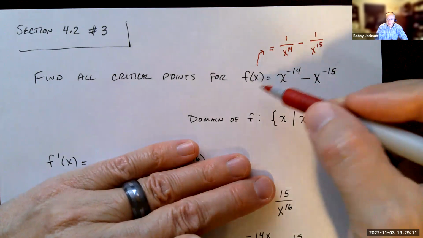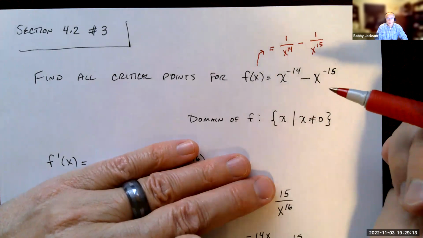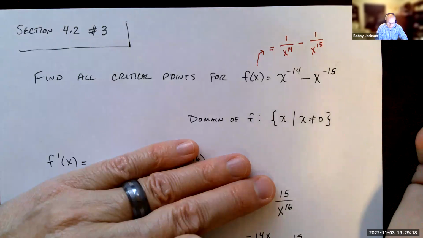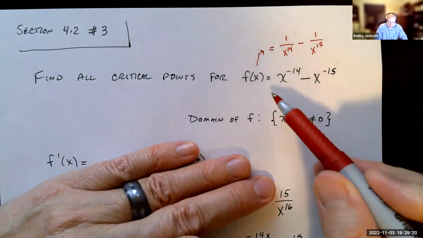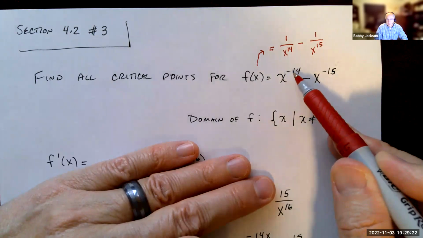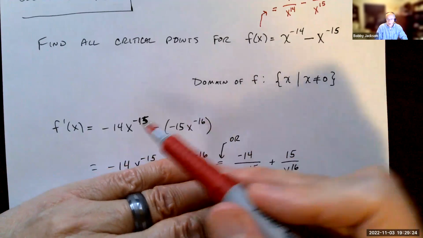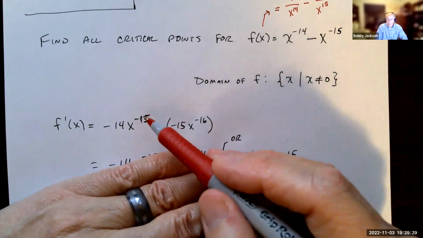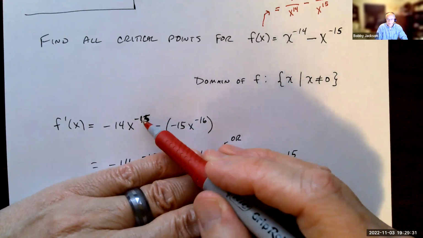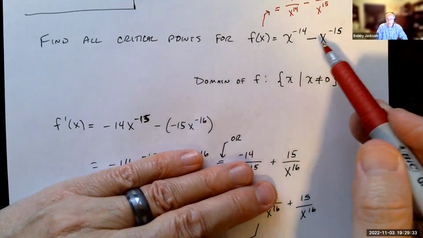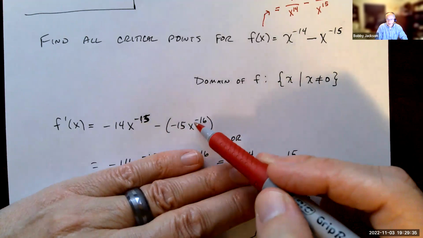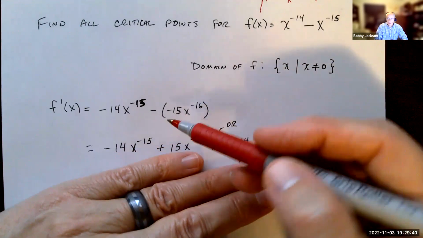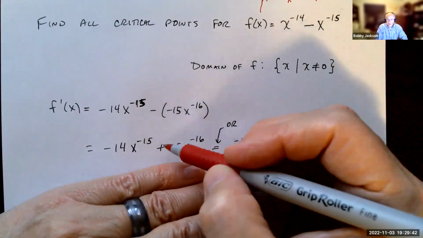So to find critical points, we need the derivative, and then we are interested in knowing when that derivative is 0 or undefined. So let's take the derivative of this just using the power rule, right? Bring the negative 14 down, subtract 1 from negative 14. So be careful, negative 14 minus 1 is negative 15. And then minus, bring the negative 15 down, subtract 1 from negative 15 gives me negative 16. And so minus times a minus makes that a plus.